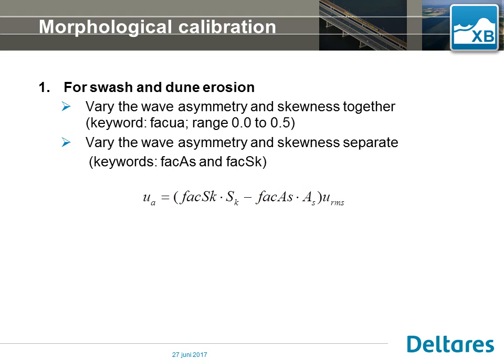Two important calibration parameters in the sediment transport and morphology components of XSpeech are parameters relating to the asymmetry and skewness of the short waves. So in a parameterized way, the skewness and asymmetry of the short waves can be used to advect sediment in the direction of the wave propagation using the FAC-SK and FAC-AS keywords. These keywords affect the direction and magnitude of sediment transport, particularly in the cross-shore direction.